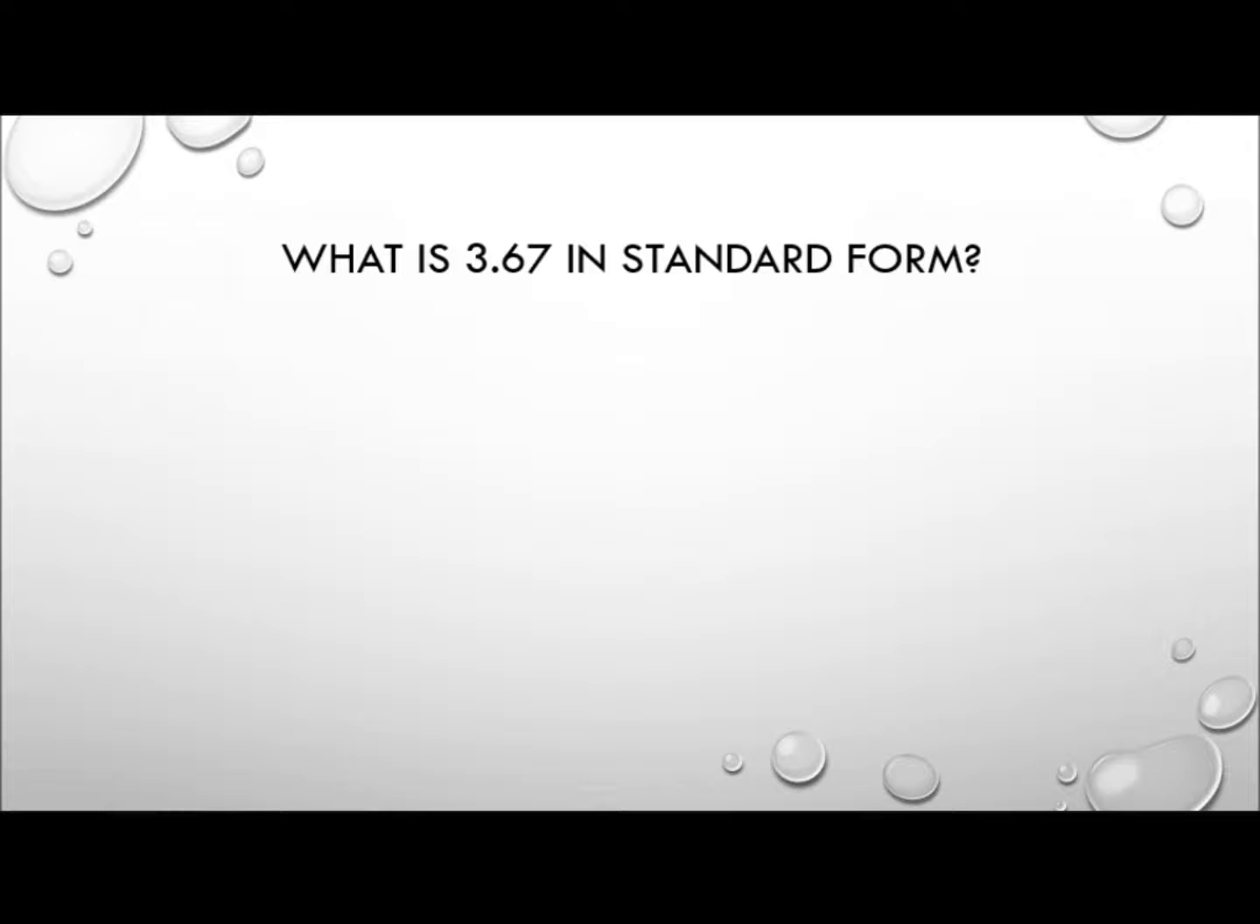And lastly, let's try a little bit of a trick one. What is 3.67 in standard form? Well, it already has a single digit in front of the decimal point, so we don't have to move the decimal point anywhere at all. So since we haven't moved the decimal point, 3.67 in standard form is just 3.67 times 10 to the power 0.